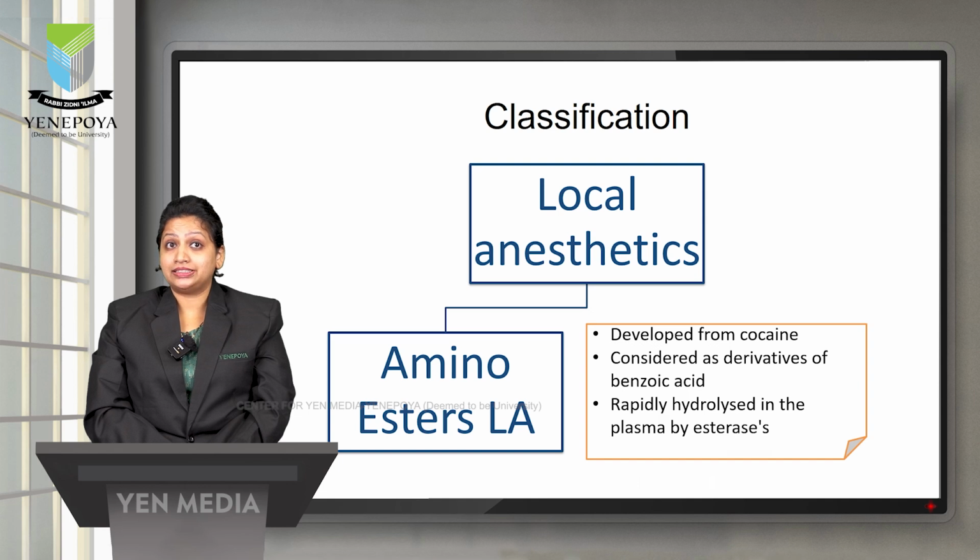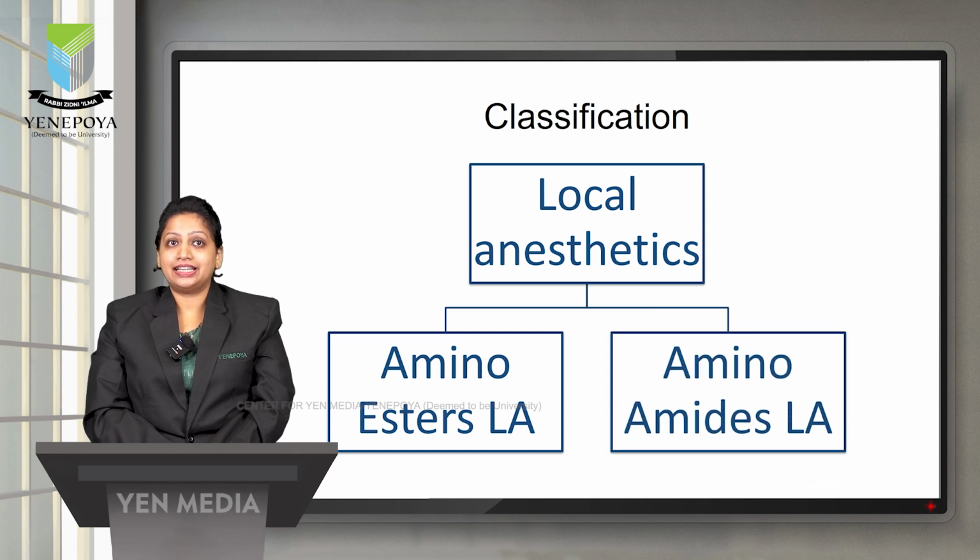These amino esters are developed from the cocaine molecule, and these are considered as derivatives of benzoic acid. The amino esters are rapidly hydrolyzed in the plasma by the enzyme esterases. A few examples under amino ester local anesthetics are procaine, chloroprocaine and tetracaine.